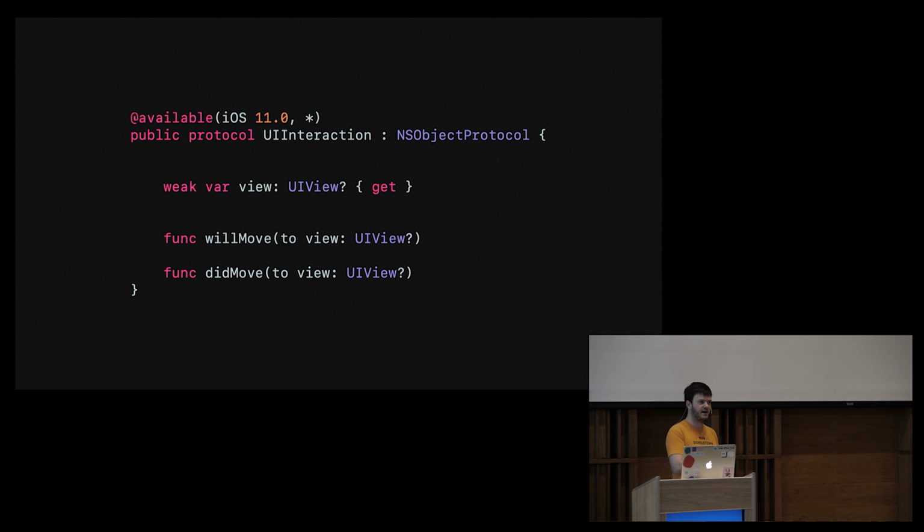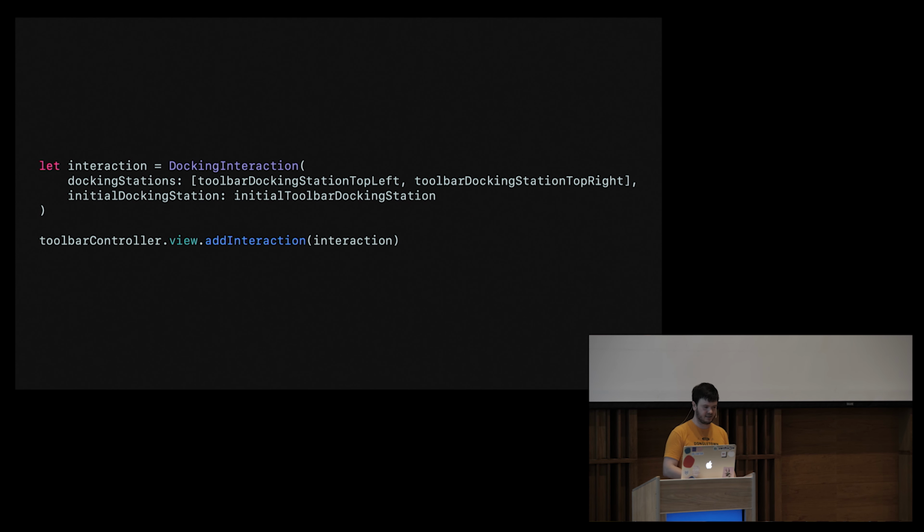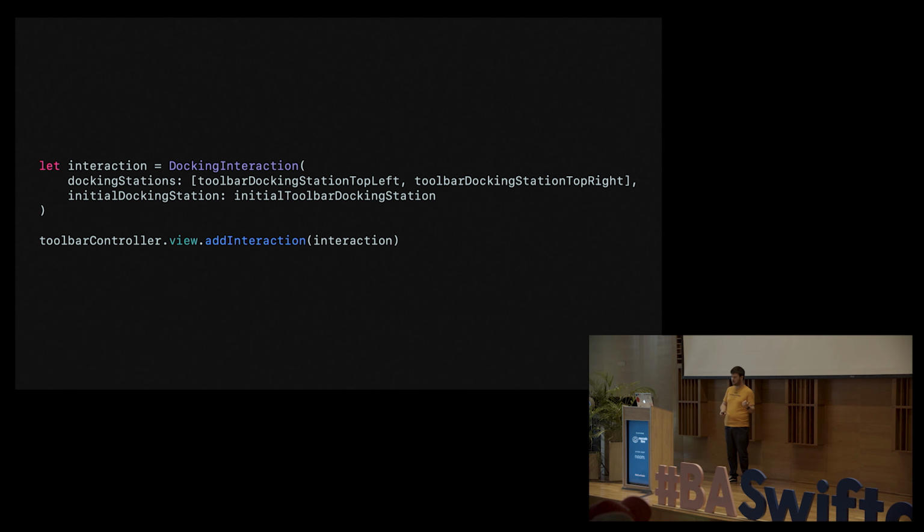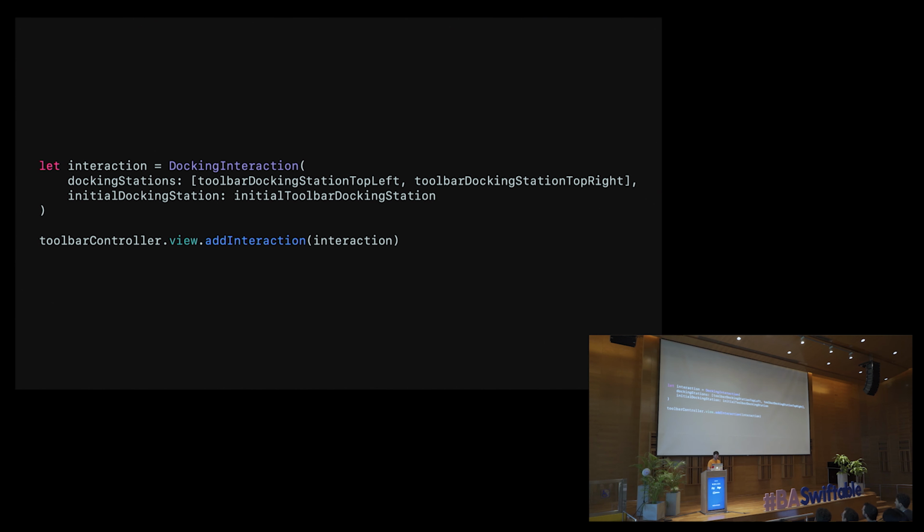And that toolbar I showed you, that's how I made it. It's a docking interaction, and it's initialized with the docking stations. So those are views that I position using auto layout, and also an initial docking station. And then I just add the interaction to the toolbar controller's view, and that's it. So from the point of view of using this interaction in my view controller, it's very simple, but the actual interaction is a little bit more complicated, but it's neatly hidden behind this custom UIInteraction protocol and this docking interaction I made.